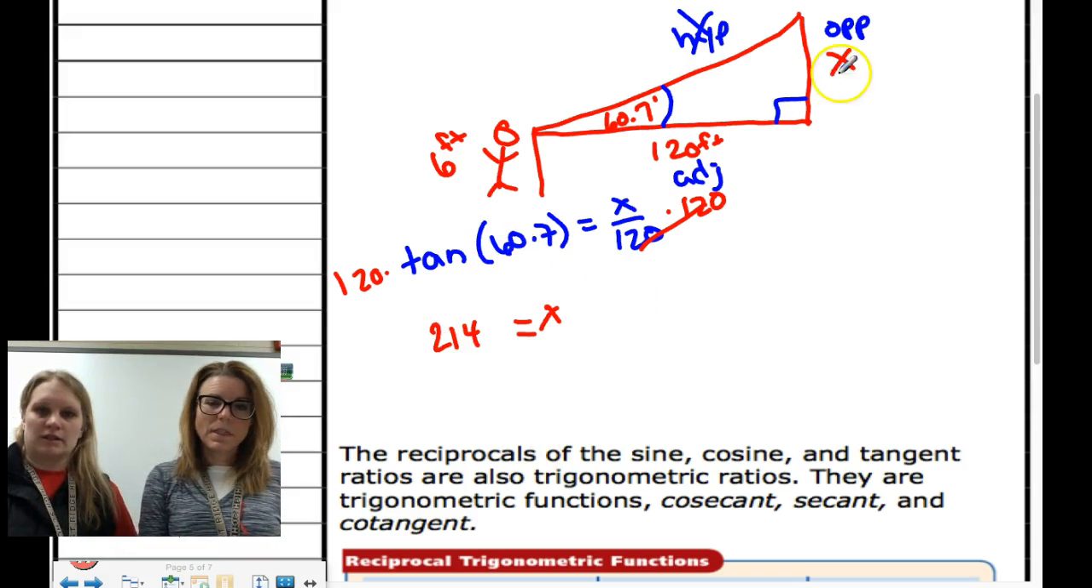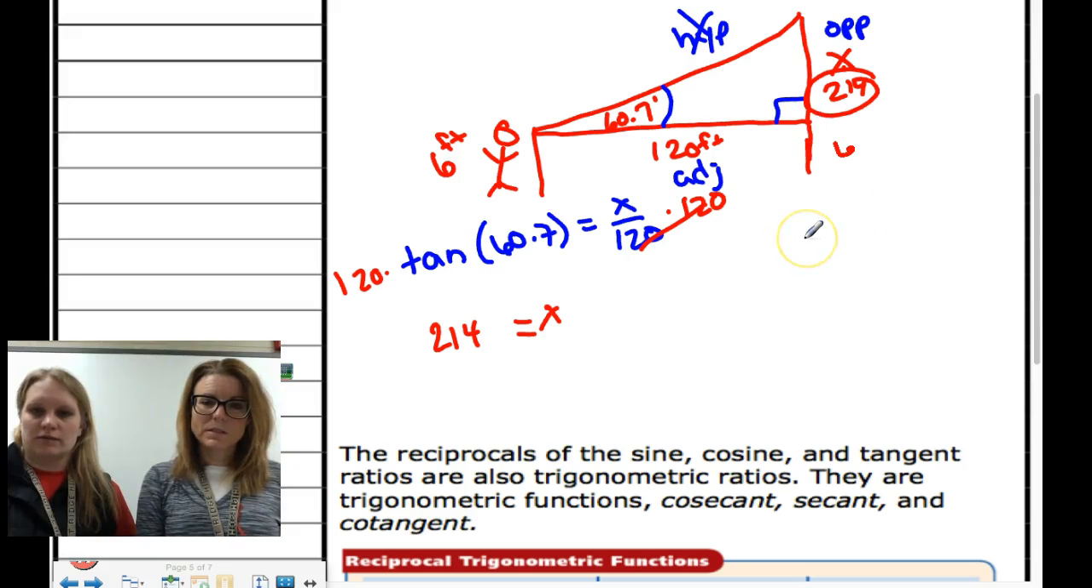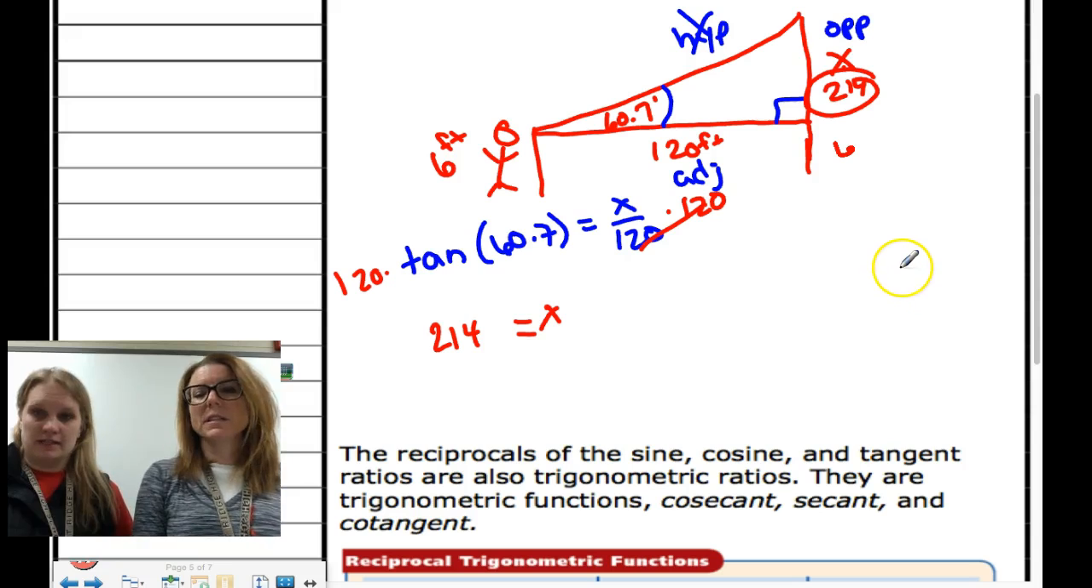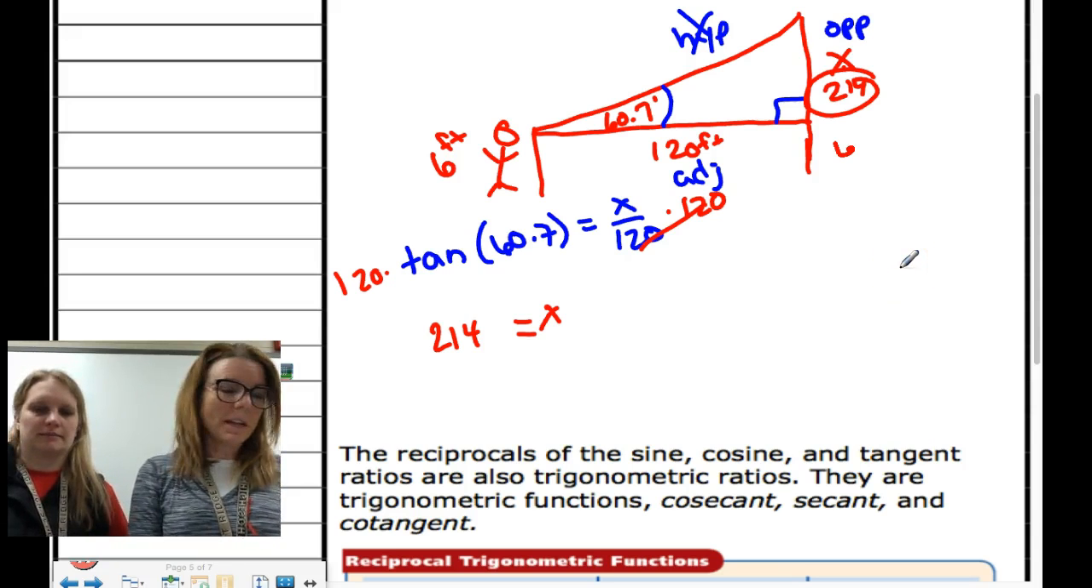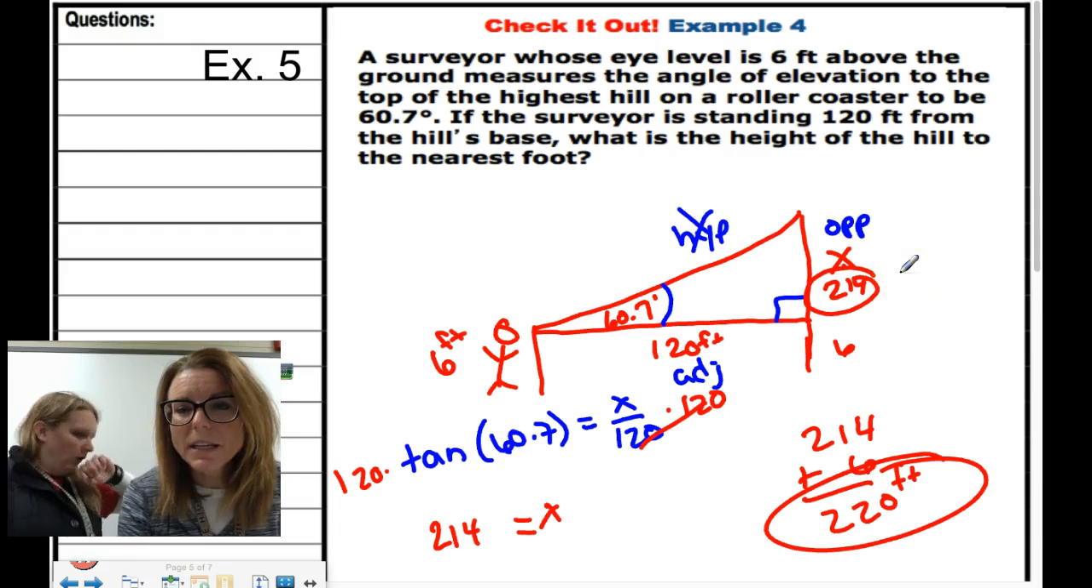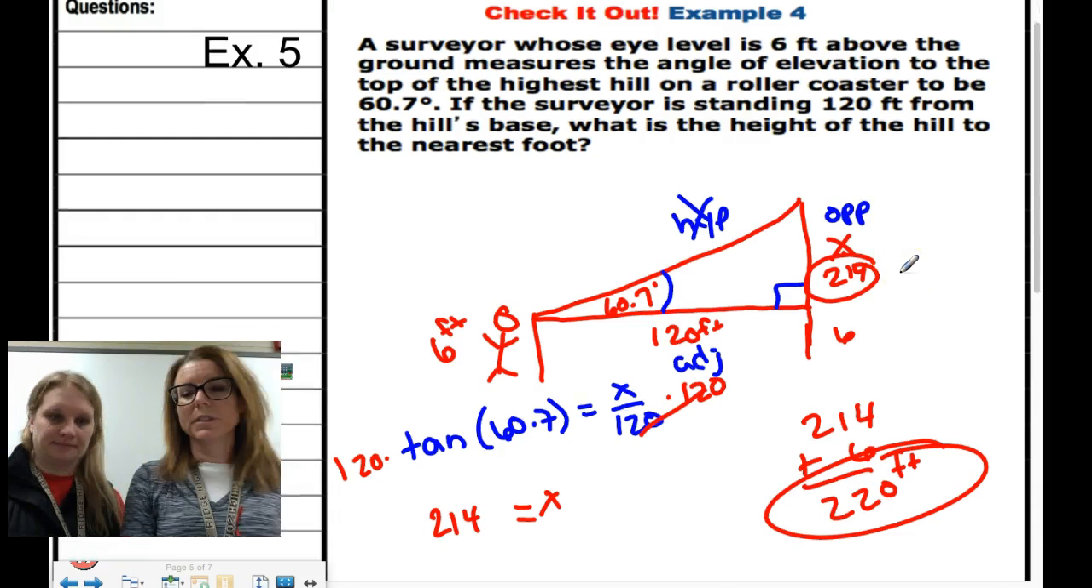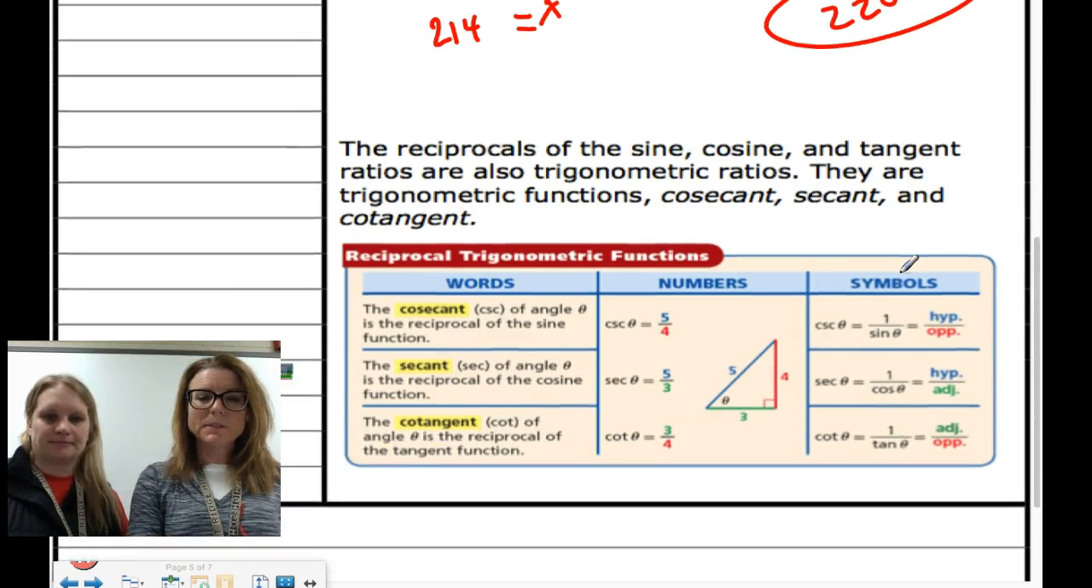So this is 214, but we want the total height. So we have to add on this extra 6. So 214 plus 6 gives us 220, and that is in feet. That is the height of the hill, to the nearest foot. Great. Okay? All right.